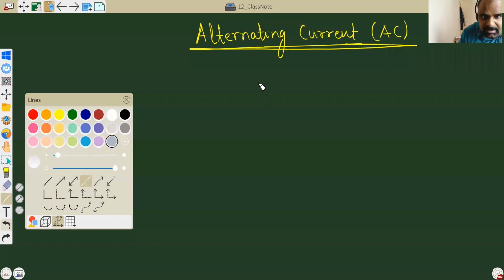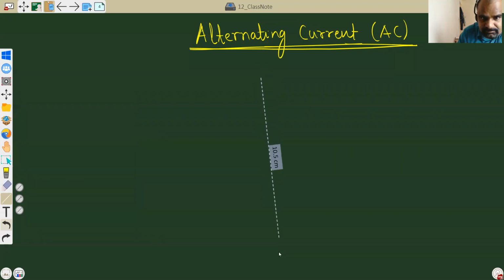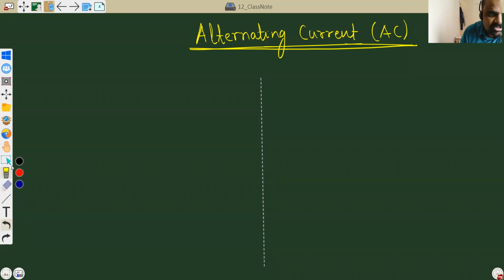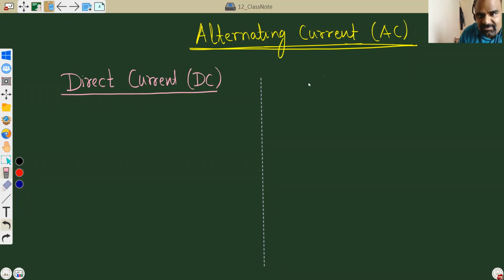The difference is, okay, let me make a division here so that on one side I can show you AC and on the other side DC. So here let's look at direct current. On this side, I will talk about direct current, or DC. And on this side, I will talk about alternating current, or AC.